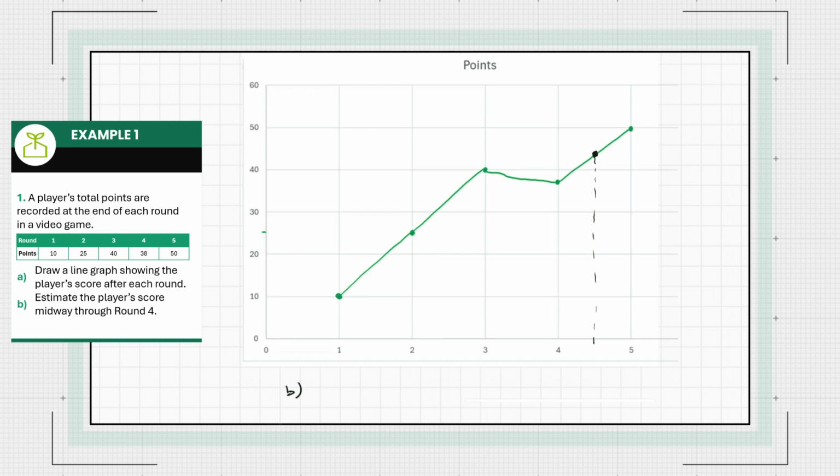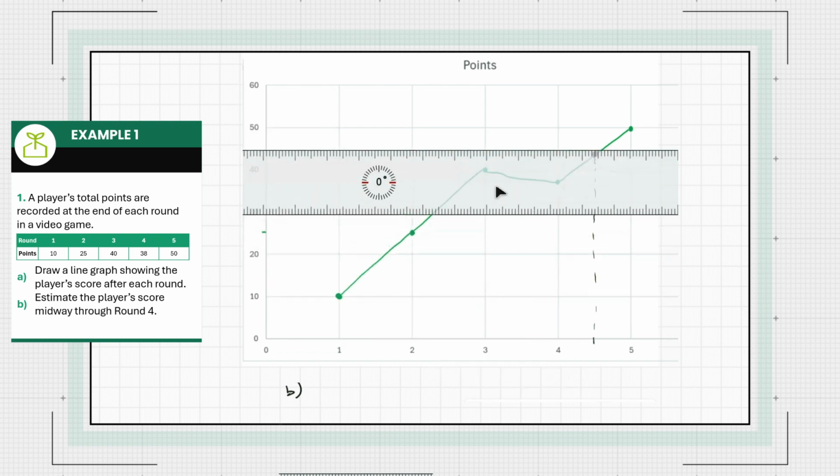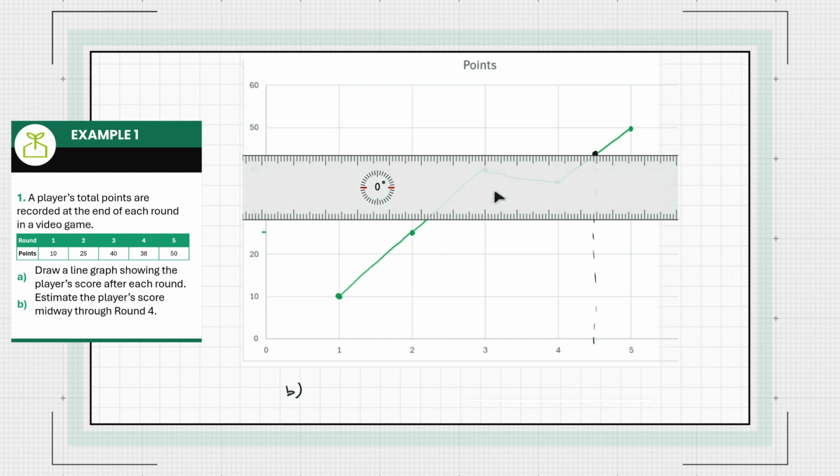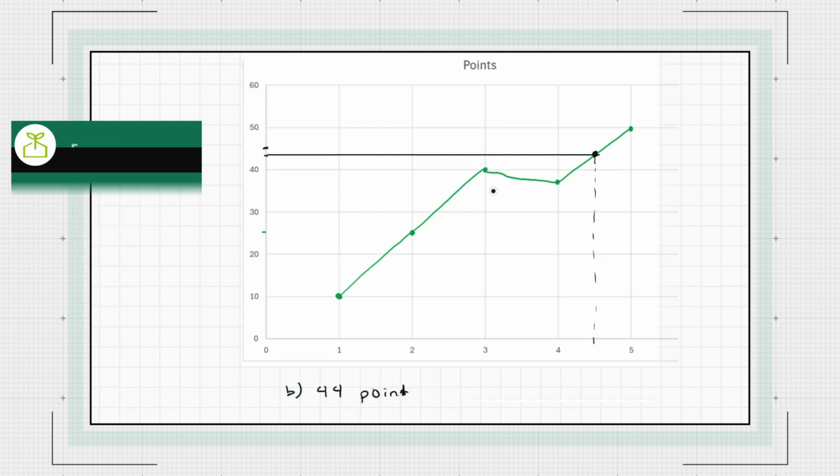And again, if we draw a line across from here, I might bring up the ruler and just draw a line across. Alright, where do we end up? So they're just about here, and here's about halfway, so maybe his score at that particular point might be something like 44. Again, it's an estimate, so it's not going to be exact.